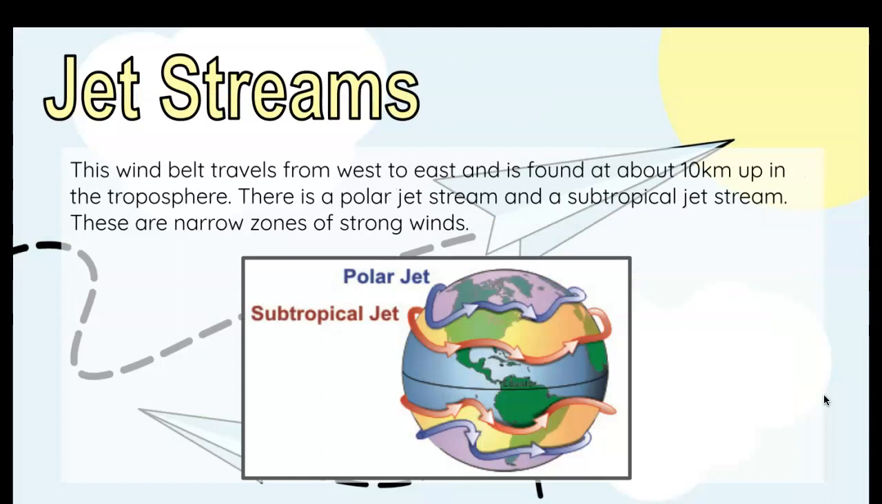All right, I know you guys have heard of the jet stream before. There are actually multiple jet streams. The jet stream is a wind belt that travels from west to east. So it blows from the left to the right, and it's found at 10 kilometers up in the troposphere. So it's this narrow band of really strong winds at the top of the troposphere. You can have a subtropical jet stream, which is going to be one that's carrying warmer temperatures and warmer air. And then there's also a polar jet stream, which is more so by your poles, and this carries cooler air.